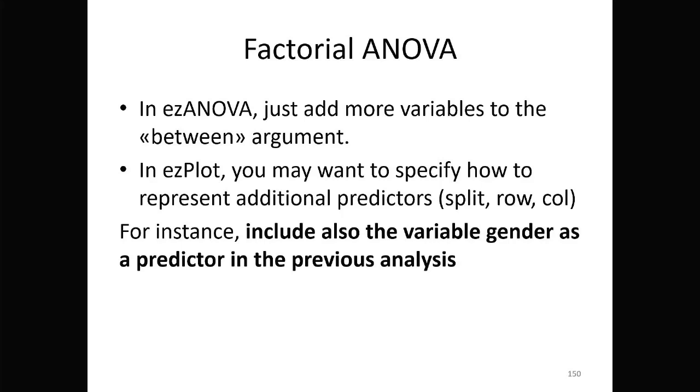And when you add it in the between, remember to put it in a list, like c, open parentheses, education, comma, gender. And the other thing is, in the easy plot call, you want to specify, now that you have gender and education, how gender is represented. For example, you can split the plot in two lines according to gender. Try that, and I'll give you assistance if needed.